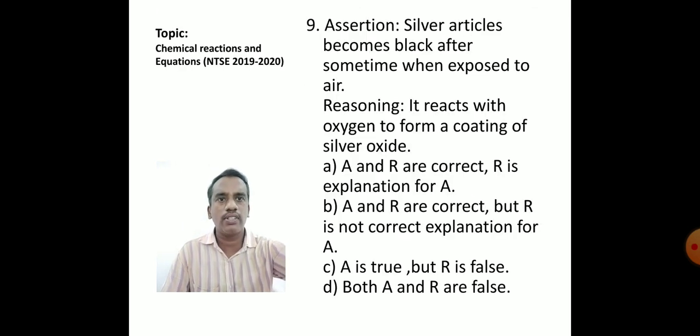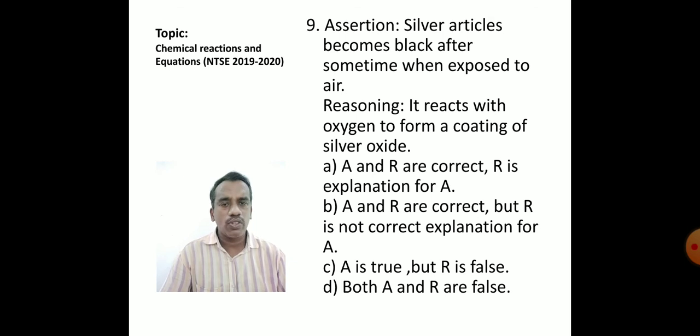Let us check the next question. This was also asked in the NTSE 2019 and 20 question paper. Assertion and reasoning type question is this one. Silver articles become black after some time when exposed to air. In this video only we got about the same type of question. Reasoning: it reacts with oxygen to form a coating of silver oxide.